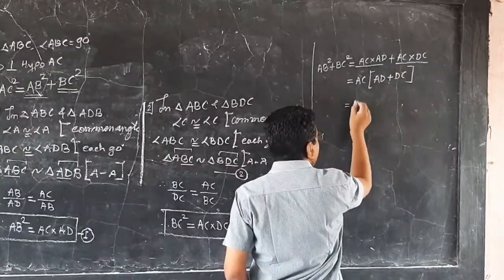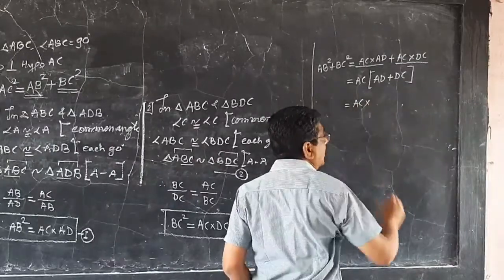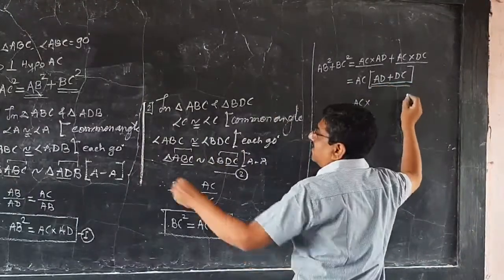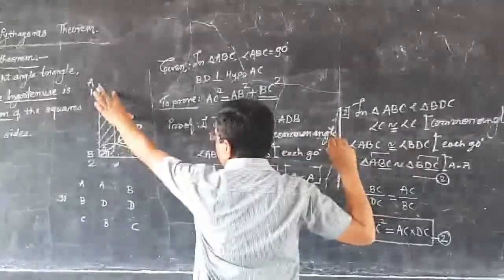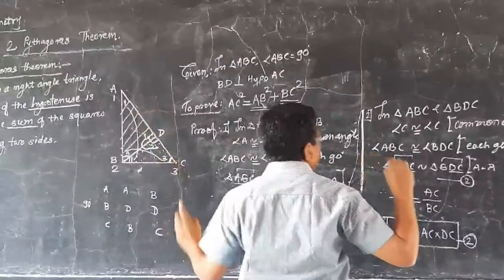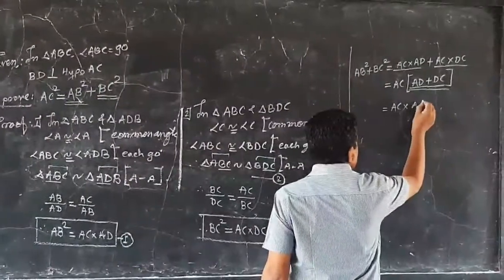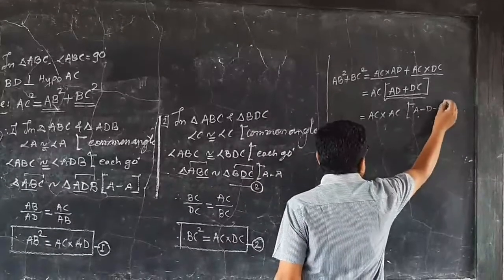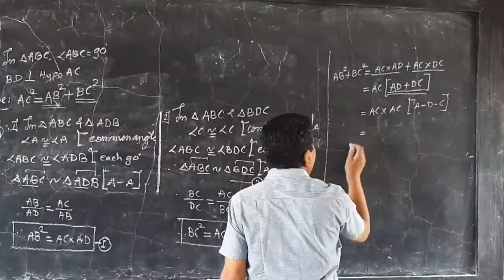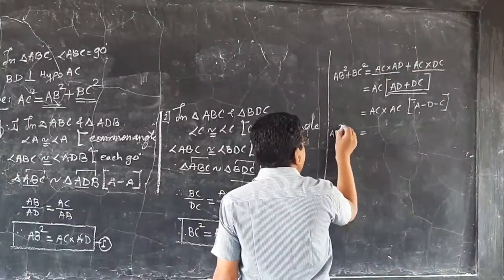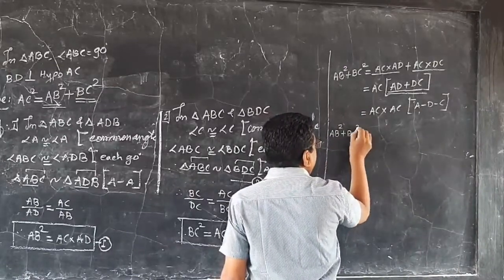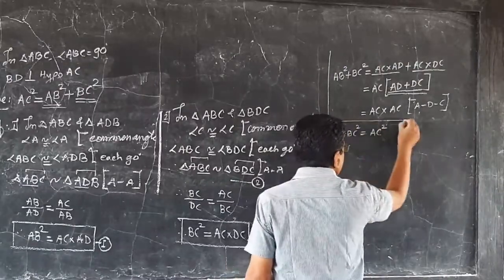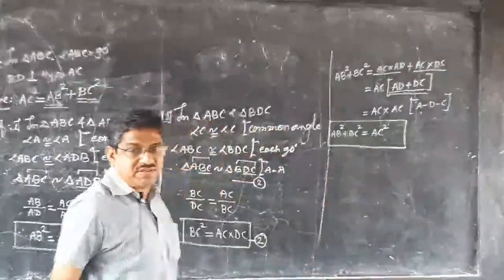Again, AC is equal to AC into... Now, what is the addition of AD and DC? Here AD plus DC, you will get total AC, as they are collinear, A, D, C. We can do the addition, and therefore AB square plus BC square is equal to AC square. It is the Pythagoras theorem. It is proved. Remember this.